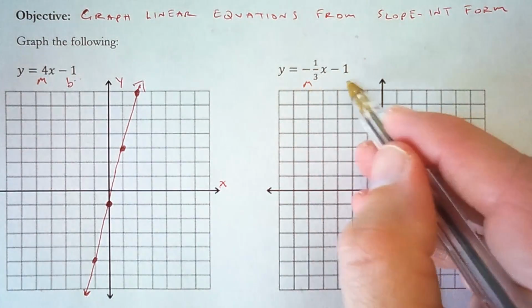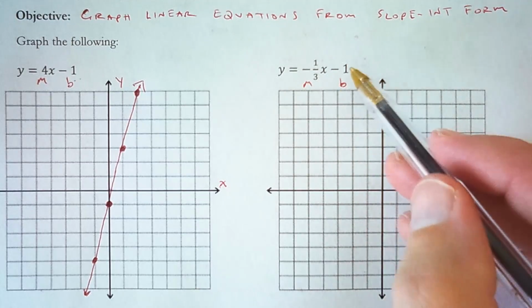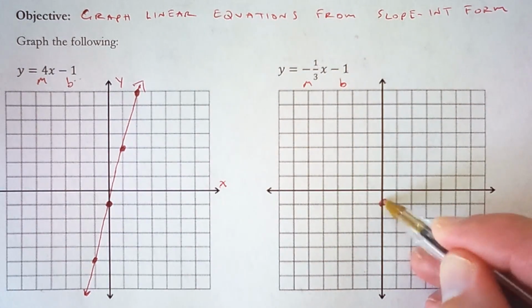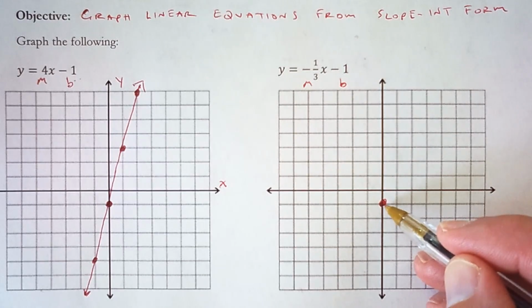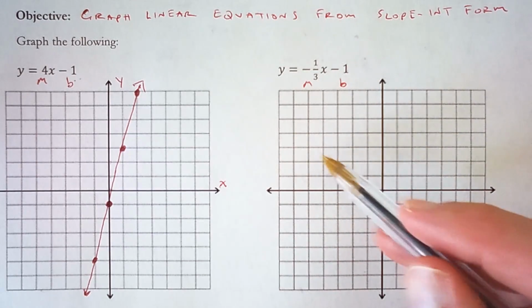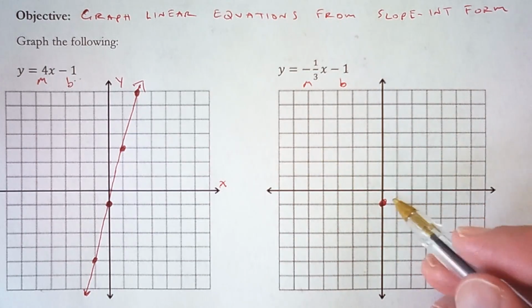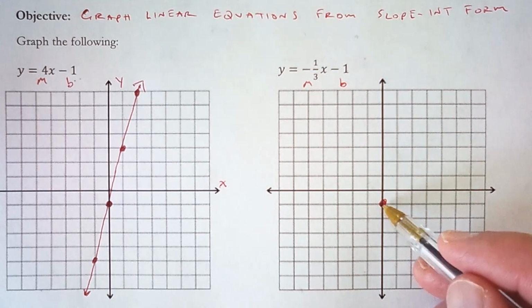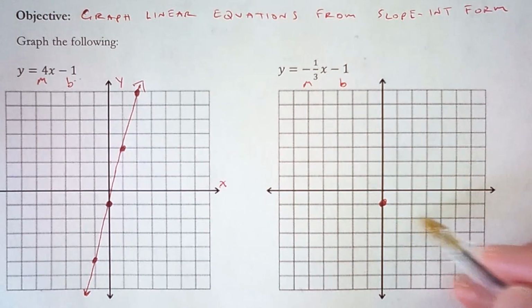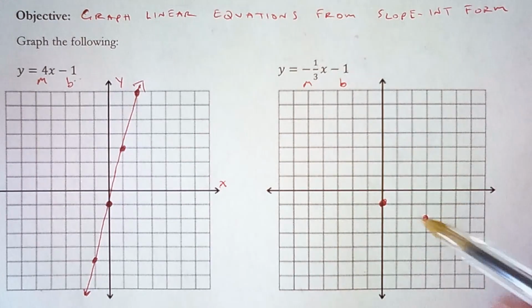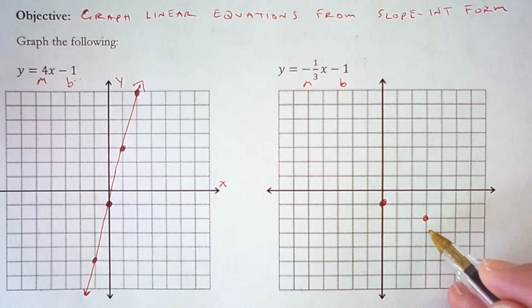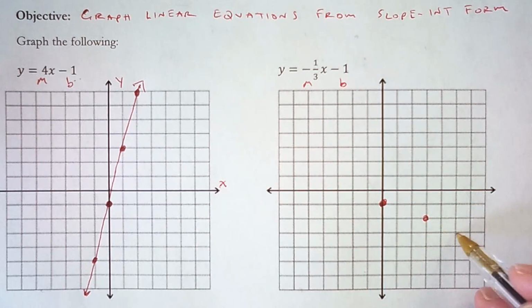Here I have a slope of negative 1/3 and a y-intercept again of negative 1. So on the y-axis I'm going to go down 1. Now I have a slope of negative 1/3, so this one should fall, which means instead of going up and right, I'm going to go down and right. So down 1 and right 3, and notice how clearly my line is going to be falling from left to right because it has a negative slope. So I'll go down and right again, down 1 and right 3.